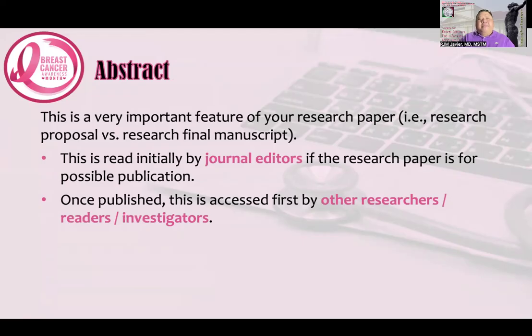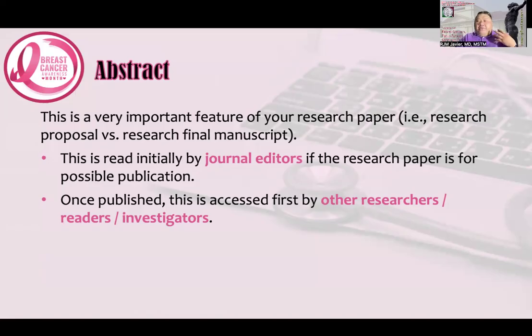Now, the last few slides, I'll be talking on the differences between your abstract and your executive summary. An abstract is very important because it is usually the first thing that journal editors will read, especially if this is already a final research paper. And the abstract will determine whether or not your research paper is worthy of being published.